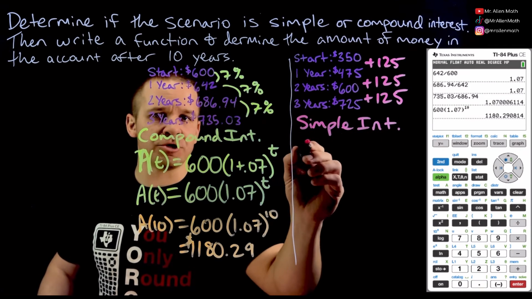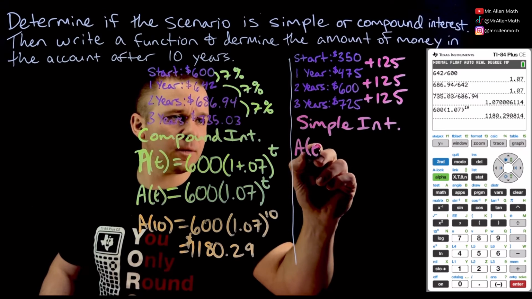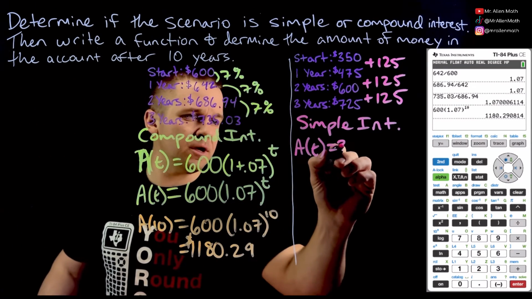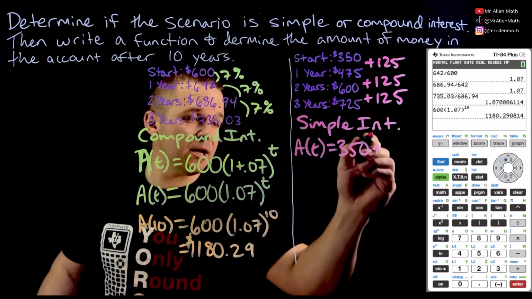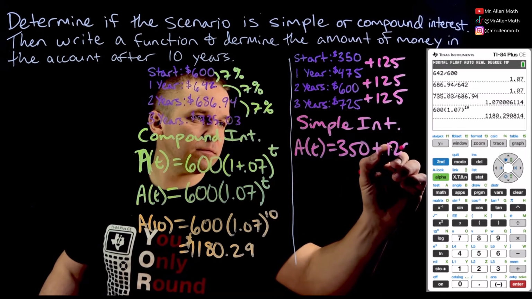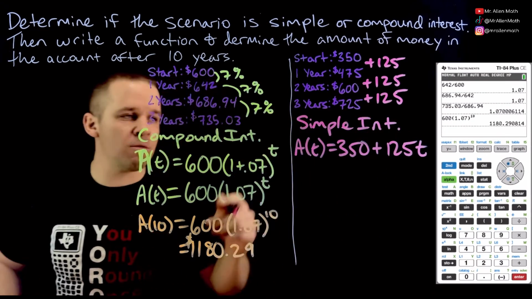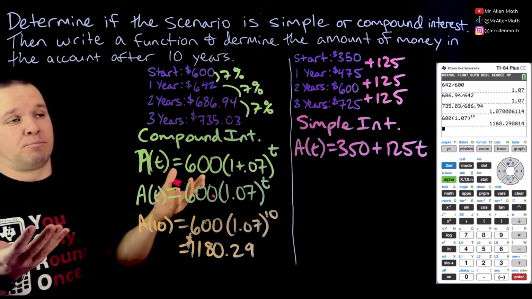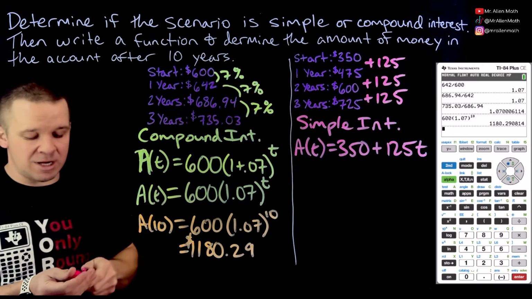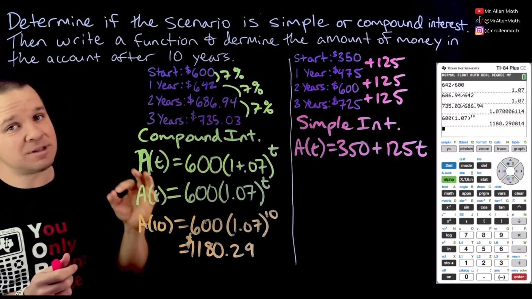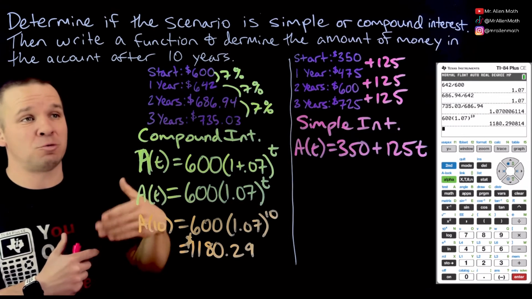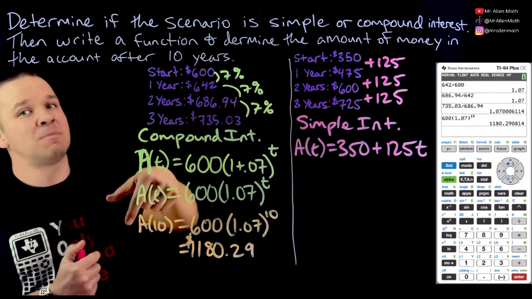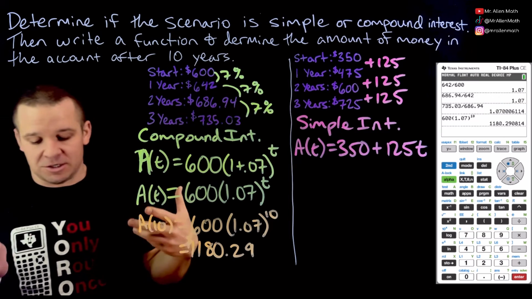When I write this function, I'll do A of T again. We start out with our 350, and we're just adding 125 every year we have the account. That's really about it. So pretty basic formula there, just a linear equation. Compound interest, that's the move. You want compound interest because you want your money making money, and the money that made money off that money makes money. But, you know, $125 is a good increase.